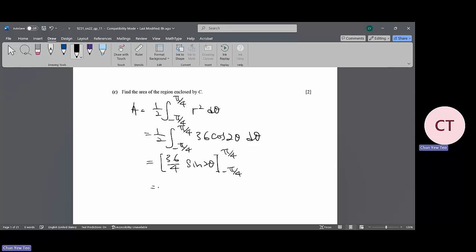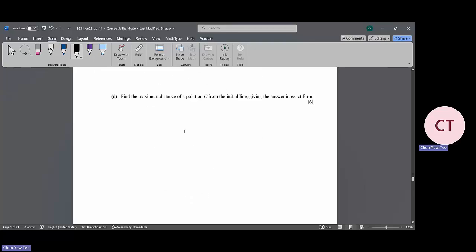So just use your calculator. You get 9 sine pi over 2 minus 9 sine negative pi over 2. So at the end, you get 18 units squared. So this will be the answer for part C. Now we move on. We want to go for part D. Find the maximum distance of a point on C from the initial line.